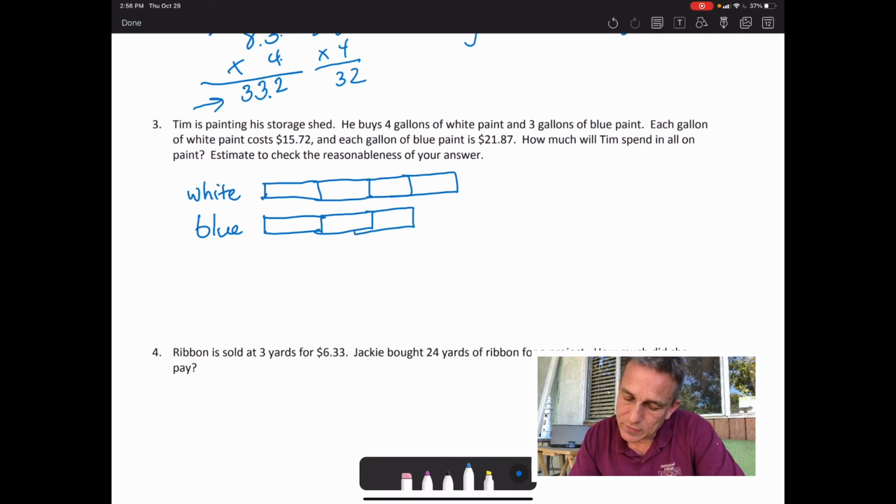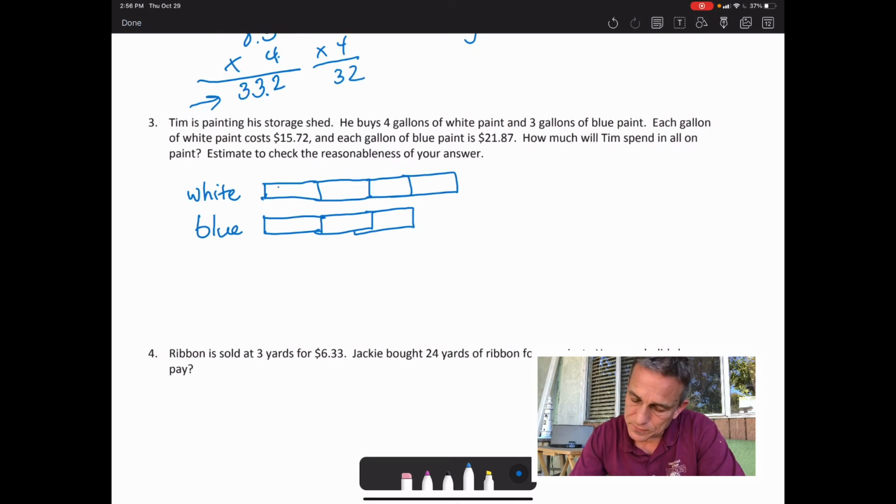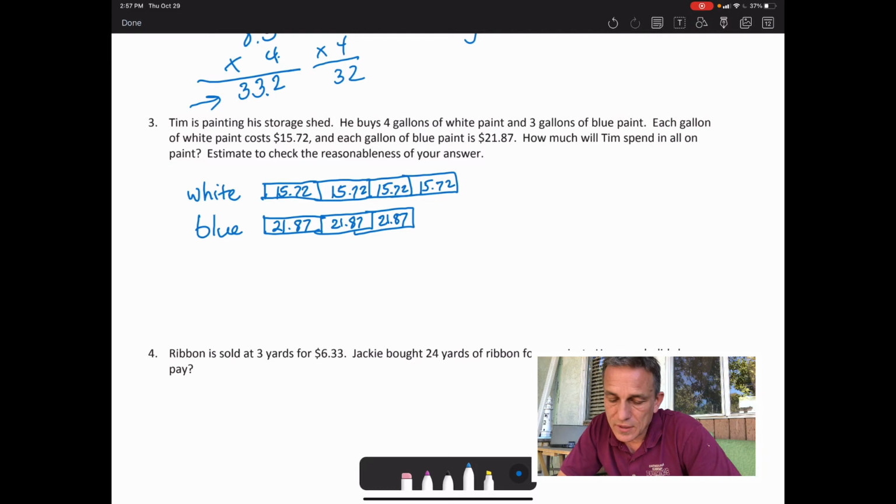All right. Each gallon of white paint cost $15.72. So each gallon is $15.72. All right, and each gallon of blue paint is $21.87. How much will Tim spend in all on paint? Estimate to check the reasonableness of your answer.